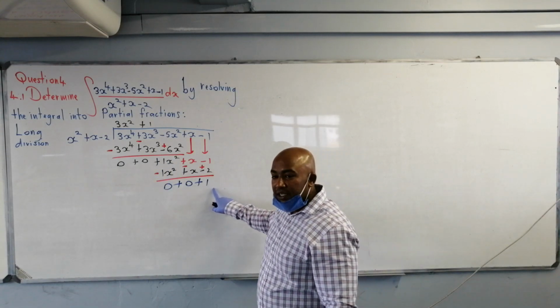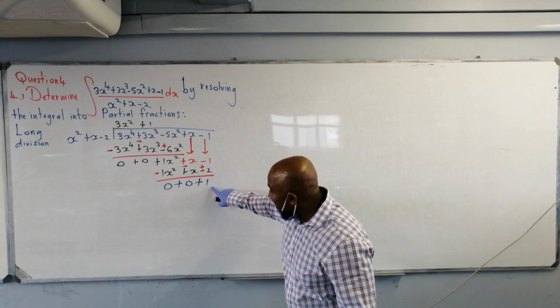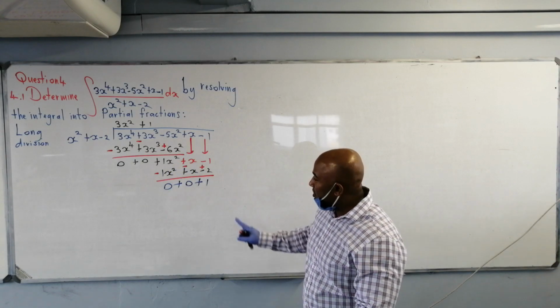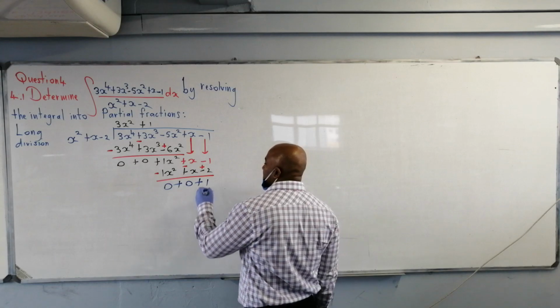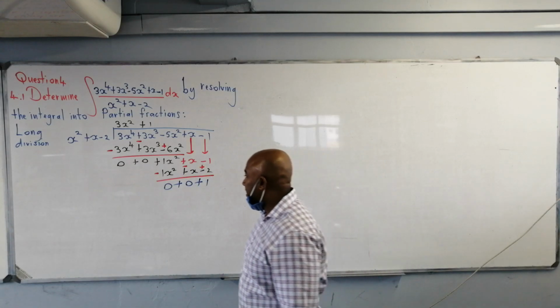Now, this is my dividend, which is smaller than x squared. This is x to the power 0, which is smaller than x squared. So this is the remainder. Now you can't divide anymore. This is your remainder. Alright, so how do we write this out?